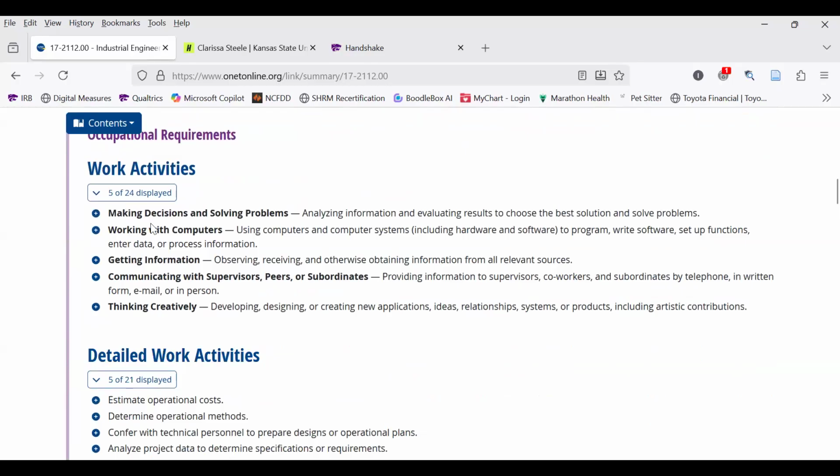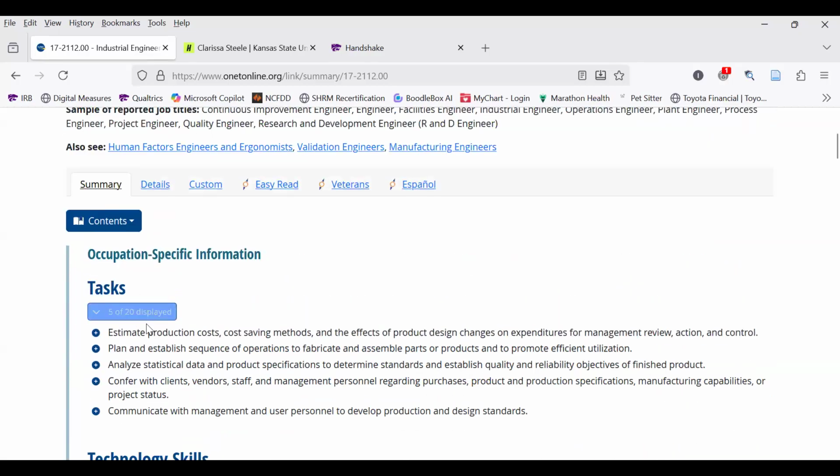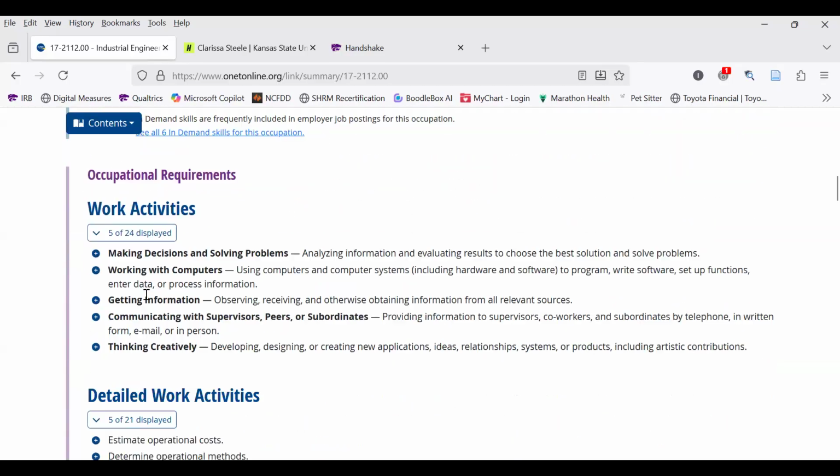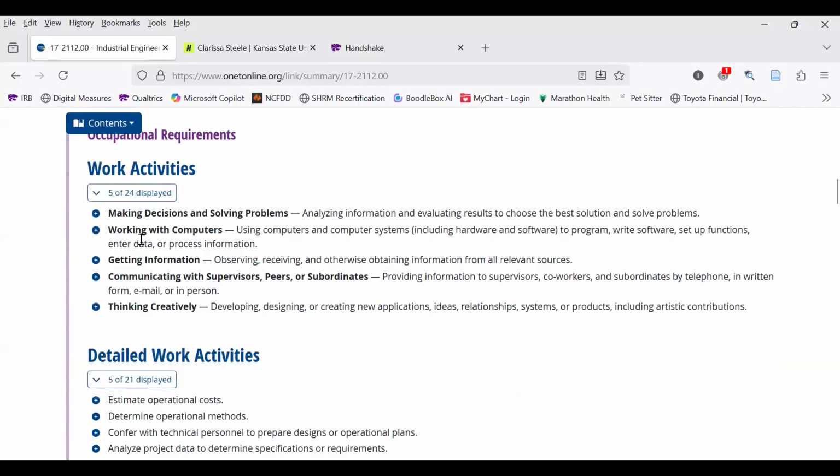So what are the things that you're doing? Not necessarily specific tasks. Tasks are things like what you're doing that usually has some kind of output. A work activity can have output, but it's usually the things that you're just doing during the day. So things like using a computer, or using spreadsheets, making math calculations, that sort of thing.